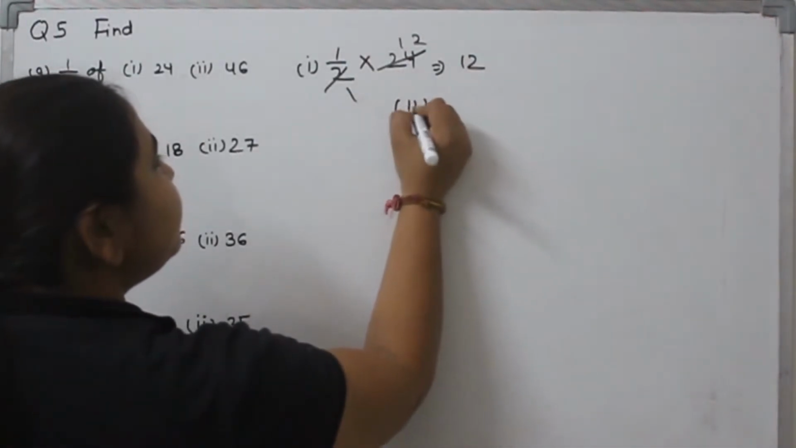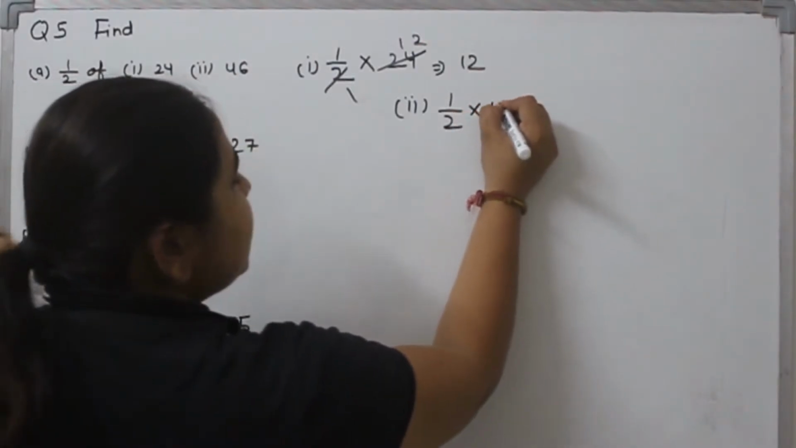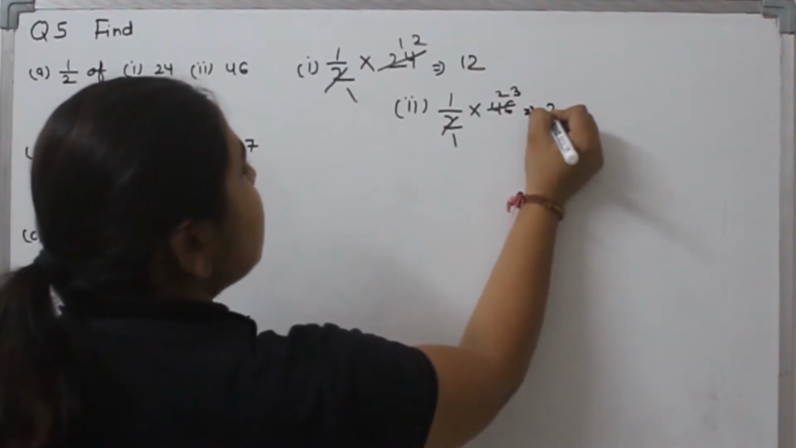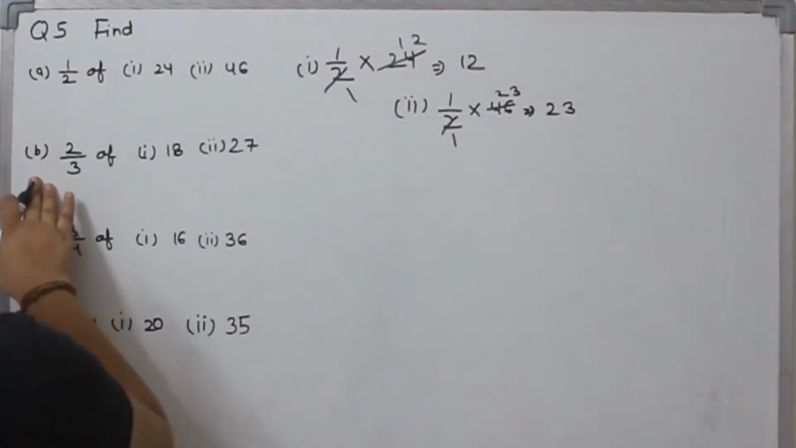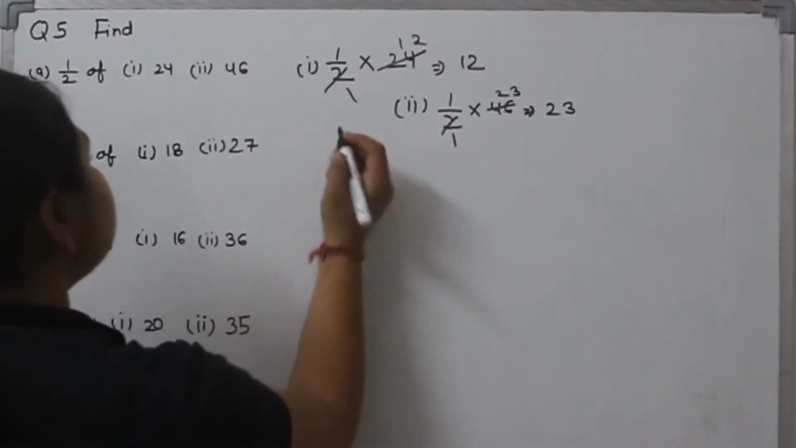Now part 2: 1 by 2 of means multiply, 46. 2 ones are 2, 2 twos are 4, 2 threes are 6. So the answer is 23. Now part B: 2 by 3 of part 1, 18, and part 2, 27.